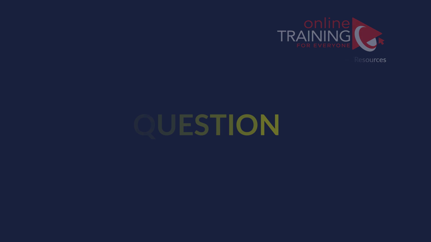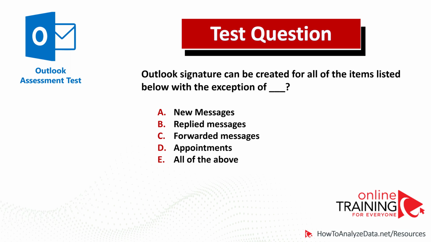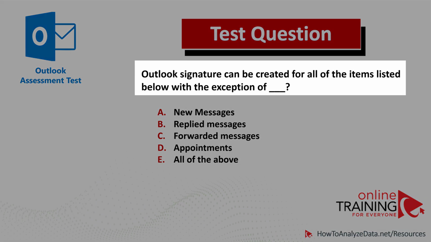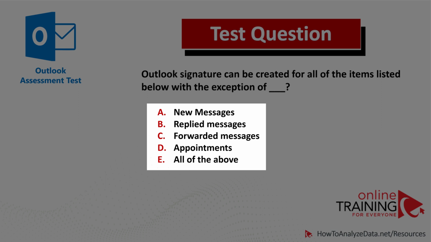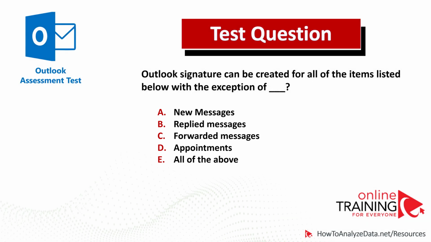Let's look at the tricky question a lot of people might get wrong during the test. Outlook Signature can be created for all of the items listed below, with the exception of, and you have 5 different choices: new messages, replied messages, forwarded messages, appointments, or all of the above. Do you think you know the answer? Let's see if we can get to the correct answer together.